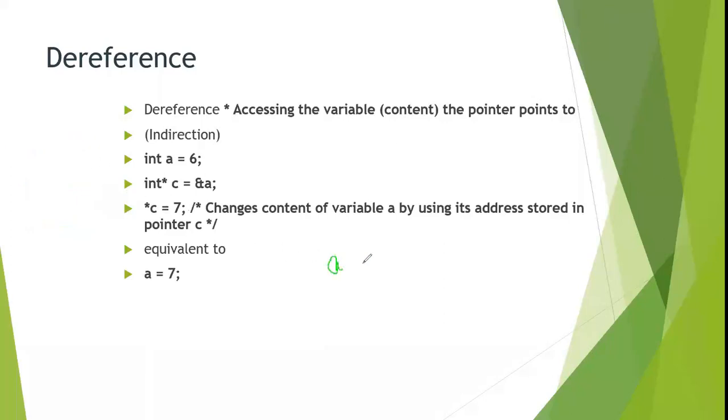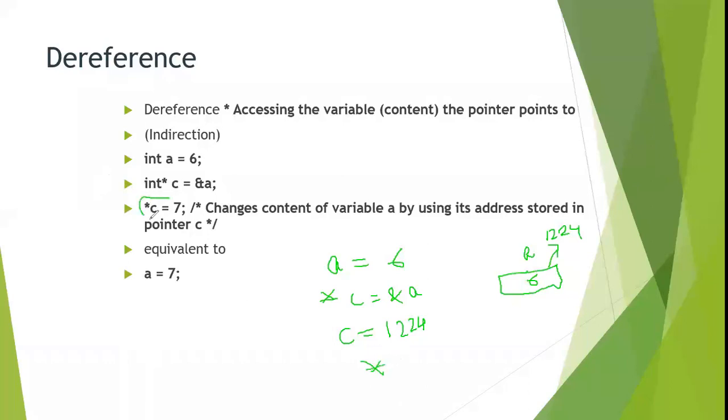I have a variable a, which equals 6. Now, let's suppose a is stored at 1224, right? If I say pointer c equals ampersand a, what will c be? c will become 1224, because it stores the address. We know it's clear to us. Then I say *c equals 7.